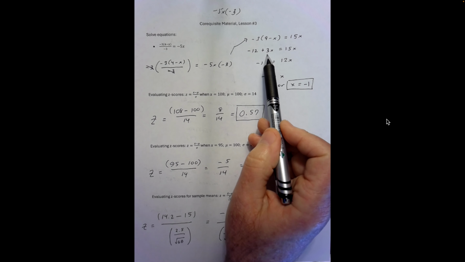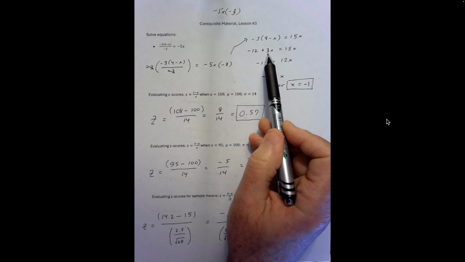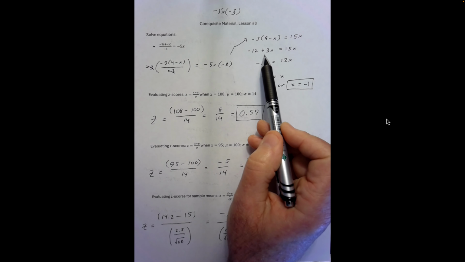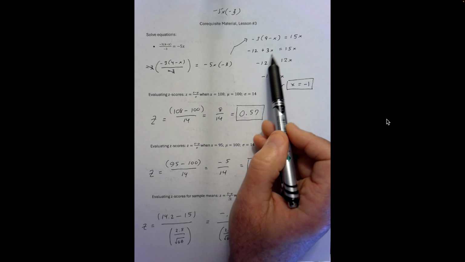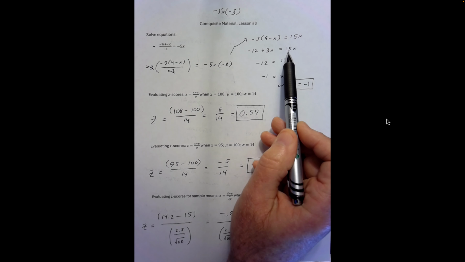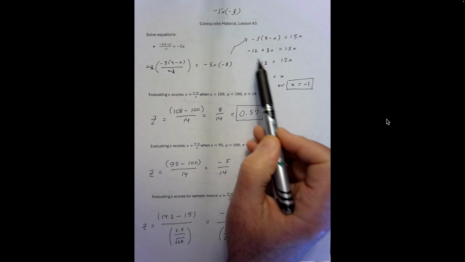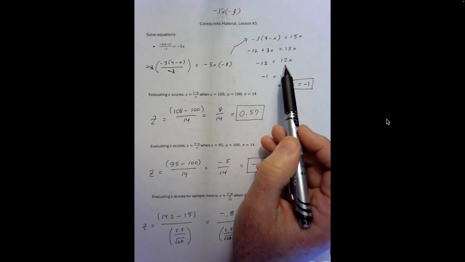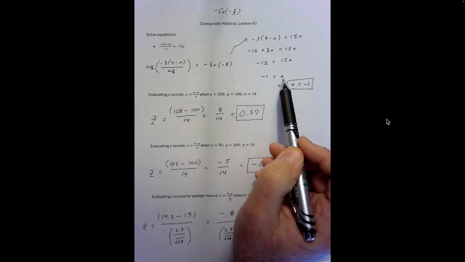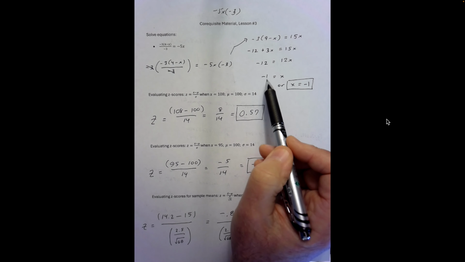Next thing I would do, I could do this mentally, just subtract 3x from both sides. If you can't do it mentally, no big deal. Just write -3x and -3x. So -3x minus 3x is 0. 15x minus 3x is 12x. -12 is still hanging around. Divide both sides by 12. So 12 divided by 12 is 1. -12 divided by 12 is -1. So -1 equals x is the same thing as x equals -1.